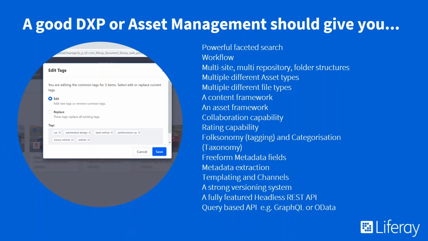So in order to get where you need to go, you need to start with a good asset management system. So what is a good asset management system? Well, I can go by what Liferay do, okay? So you need a powerful, faceted search. And what I mean by that is that you need to be able to search, but then have ways of filtering those searches across maybe document type, by the user that created it, etc., by categorization and tags.